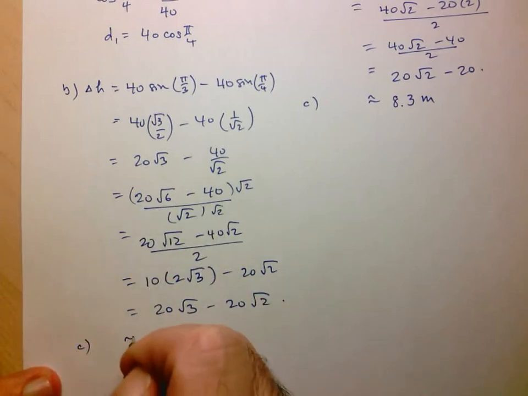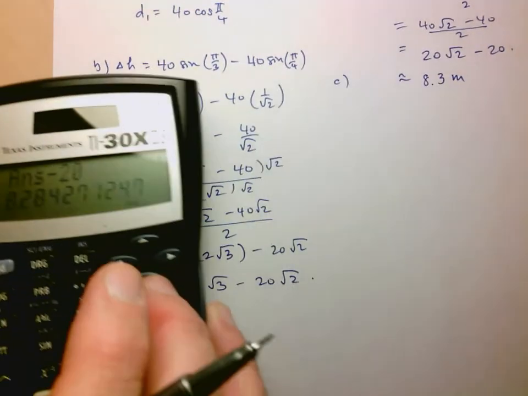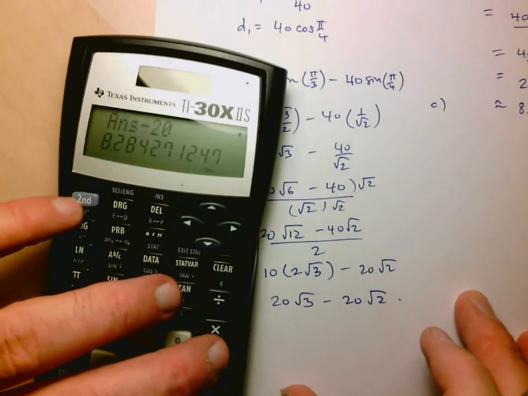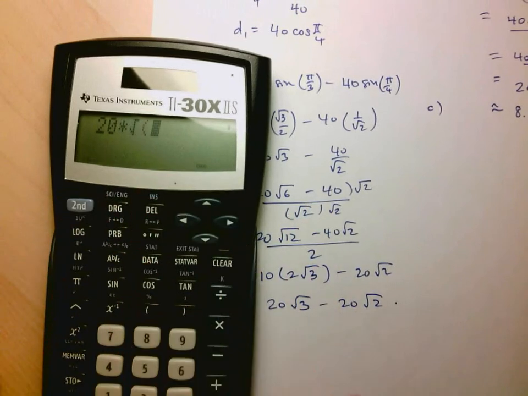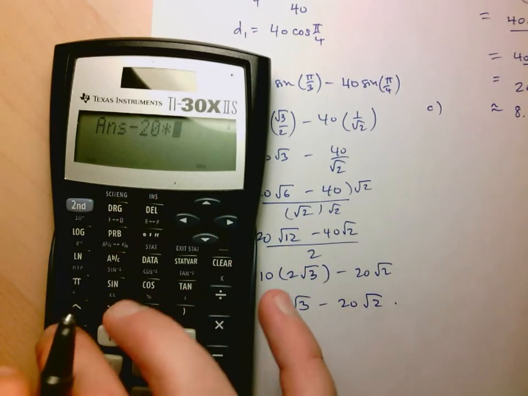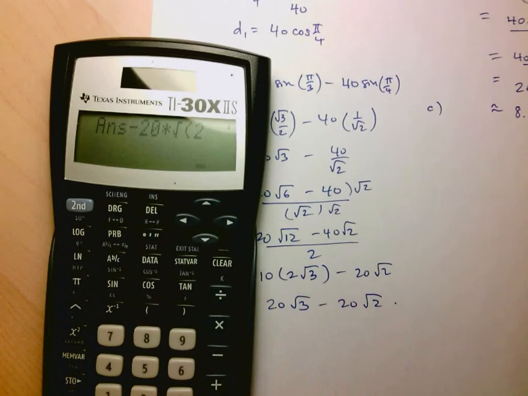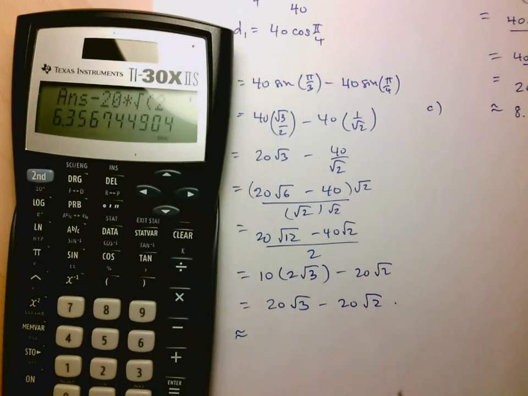And again, for part C, let's find the approximation here. So what do we have? We've got 20 times square root of 3, minus 20 times square root of 2, which is about 6.4 meters.